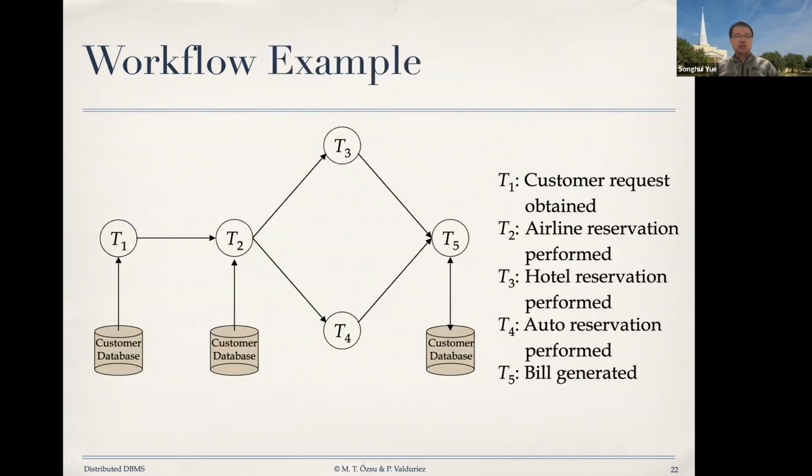So this is an example of a workflow for transactions. The workflow could be T1, T2, T3, T4, and T5. T3 and T4 happen simultaneously, in parallel. T1 is the customer request obtained. T2 is the airline reservation performed. T3 is the hotel reservation. T4 is the auto reservation. T5 is the bill generated. It makes sense for an application like Expedia, which can support reserving the airline, hotel, and auto at the same time.